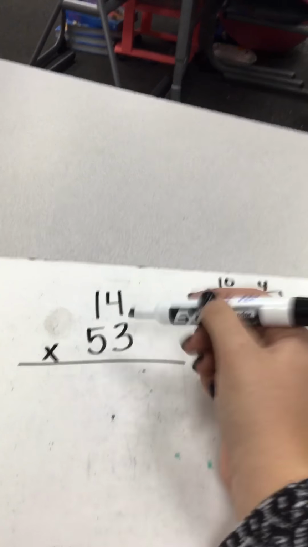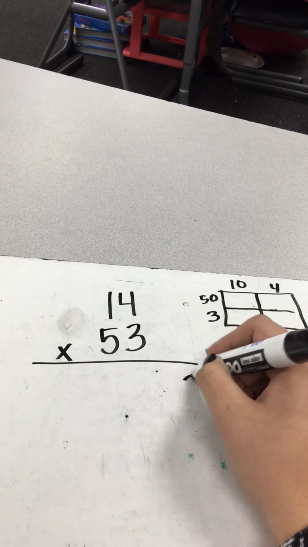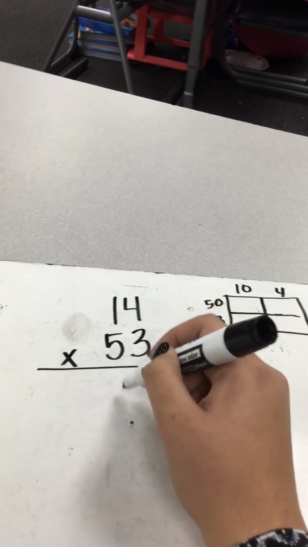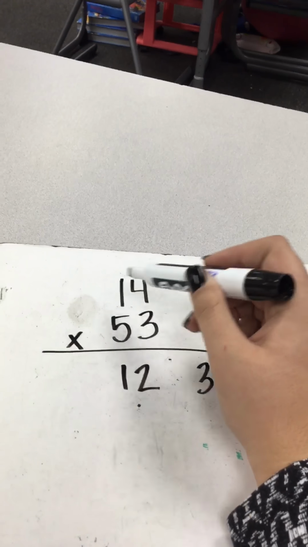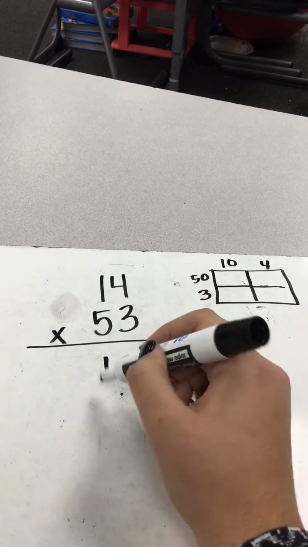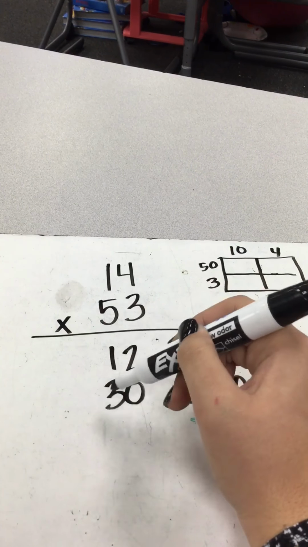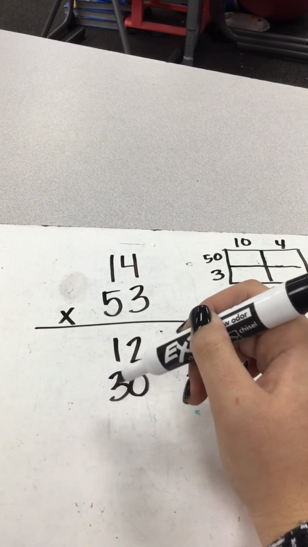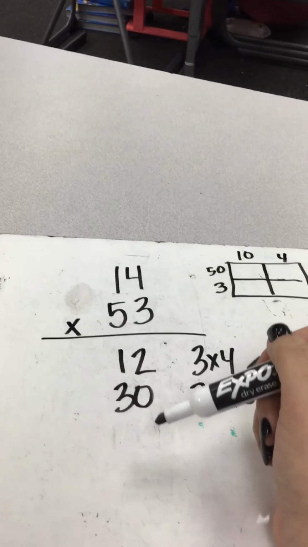So the first step is going to be to multiply the ones by the ones, and so 3 ones times 4 ones, and that is 12. And then the next step is going to be 3 ones times 10, so 3 times 10, and that's 30. When they're lining them up here, it is important that they line them up by place value so that when they add in a minute, it's going to be a lot easier to add if it's already written correctly.